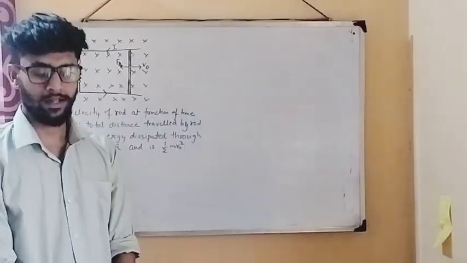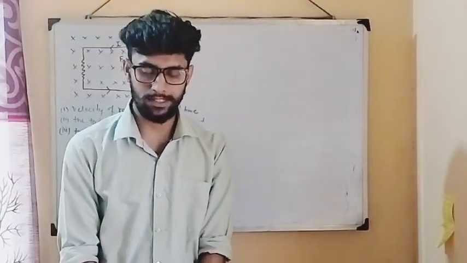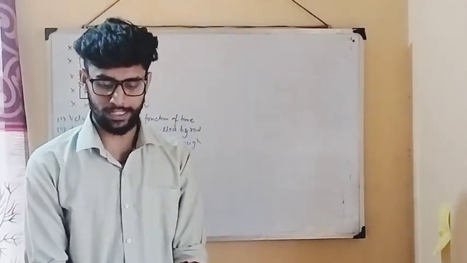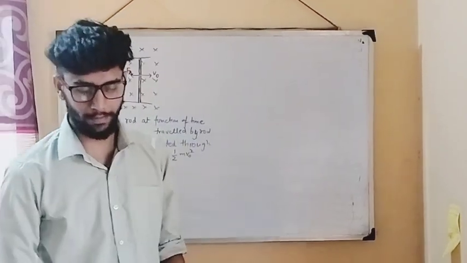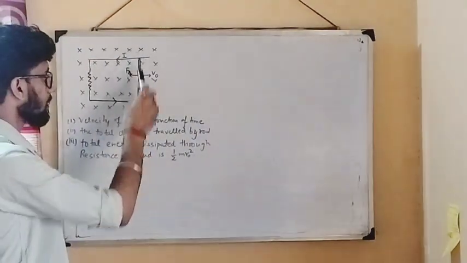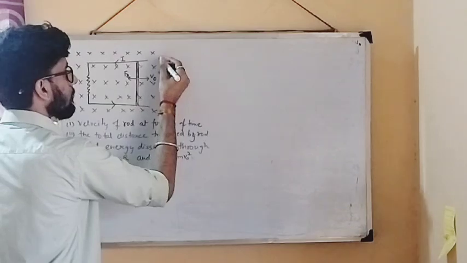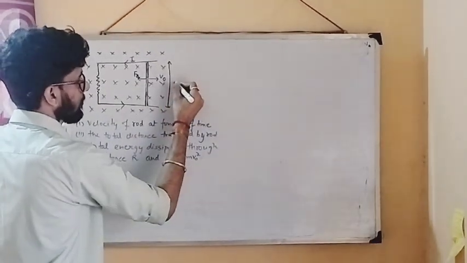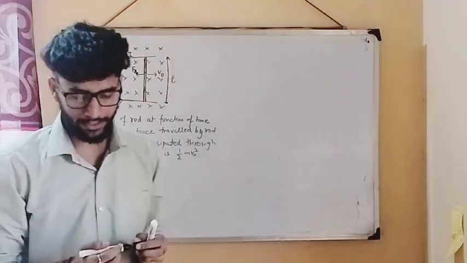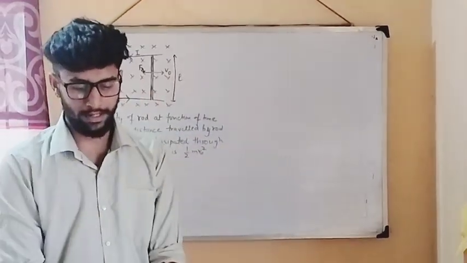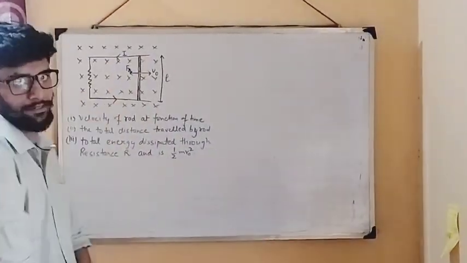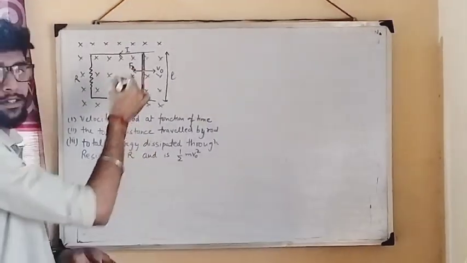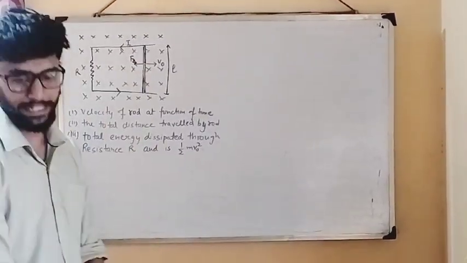So here we'll start with some numerical session. We have three questions to solve, and the first question is: a metal rod of mass m and length l slides on a frictionless rail, and the resistance of the rail is given as R, and the magnetic field is given perpendicular to the plane.